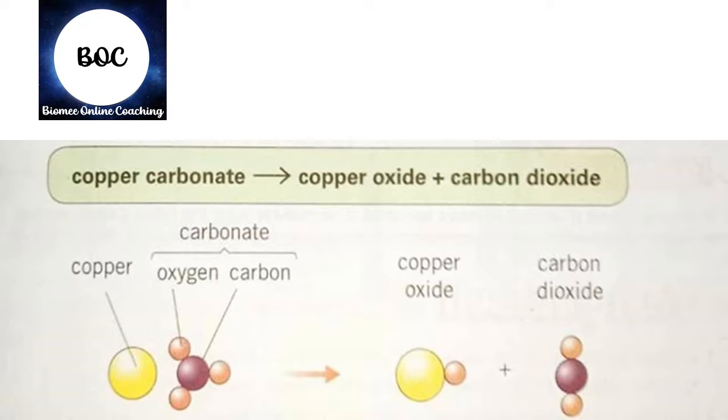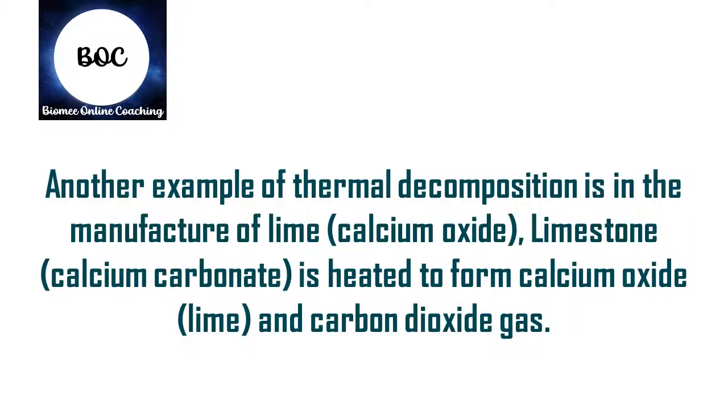Below you can see the atomic equation. The atom of copper is combined with carbonate, oxygen and carbon. When this molecule breaks down, it will form a copper oxide molecule and a carbon dioxide molecule. Another example of thermal decomposition is in the manufacture of lime. The formula of lime is calcium oxide, CaO. Limestone, meaning calcium carbonate, is heated to form calcium oxide and carbon dioxide gas.